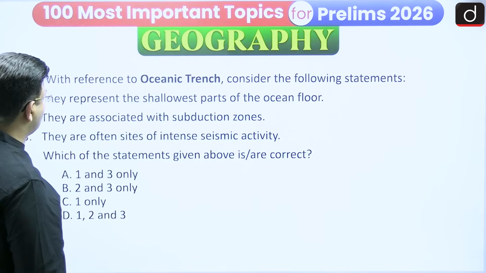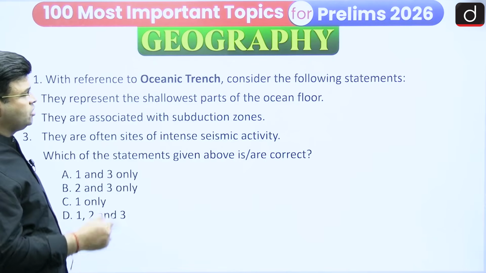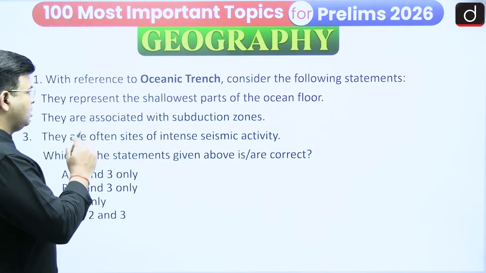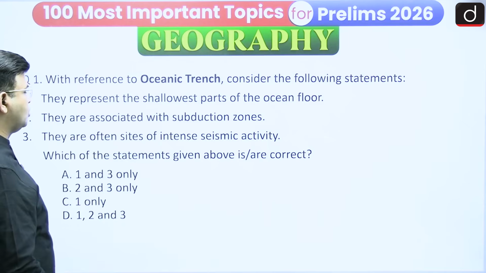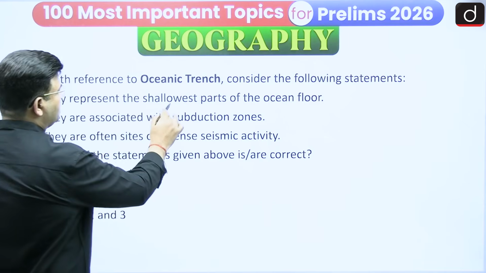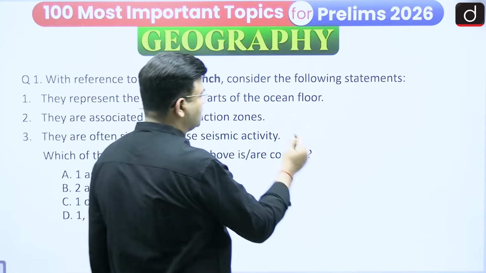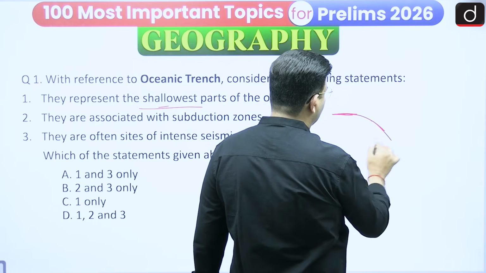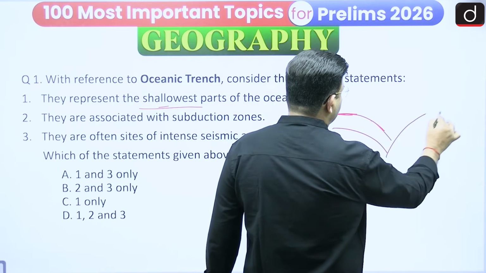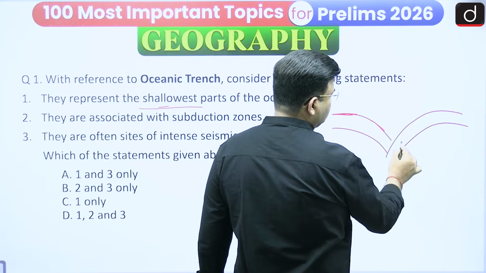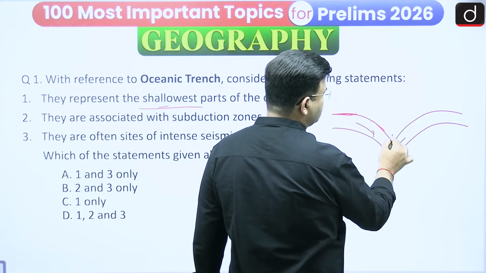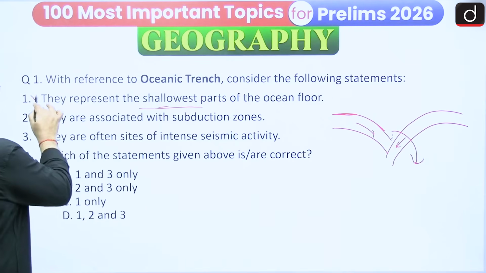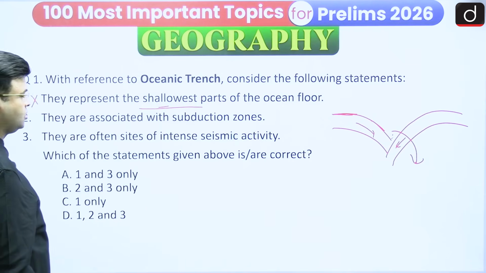Now let us see the next question. With reference to the oceanic trench, consider the following statements. The first statement: they represent the shallow part of the ocean floor. No, it is the deepest part of the ocean floor. It is formed when convergence of plates is taking place. This is the deepest part of the ocean. So the statement that they represent the shallowest part of the ocean floor is wrong.